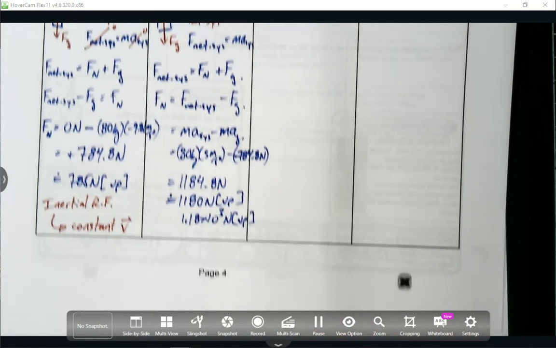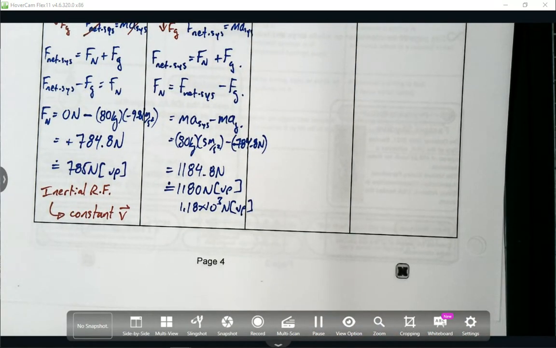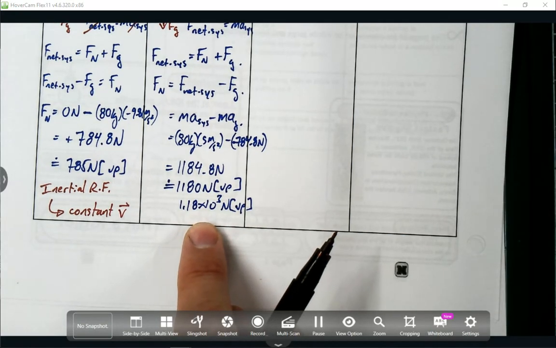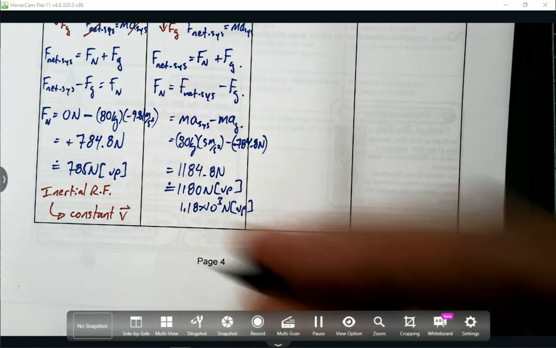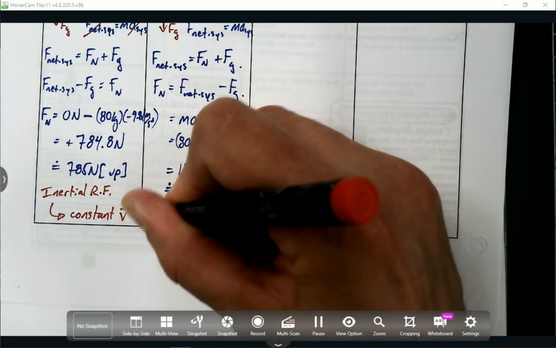But pause and say, is this inertial or non-inertial? Non-inertial. And so when I look at this, I say, oh, the reading on the scale is not what you would expect in an inertial reference frame. It's been modified because it's a non-inertial reference frame. So we say non-inertial.